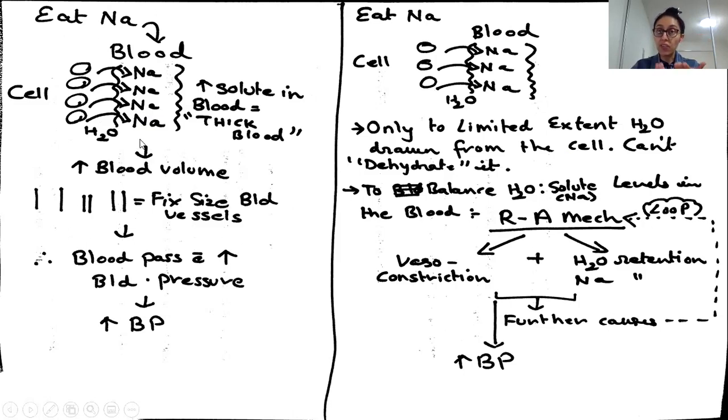This is increasing your blood volume. Why? Because you want to have an osmotic balance. You can't have so much solute and less fluid. So the first thing that happens is drawing water from the cell. You have a solute and solvent balance, your solute being sodium and your solvent being water. So this increases your blood volume.